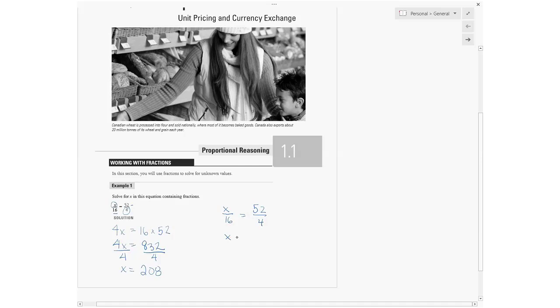So we'll say that x is equal to the two things that are diagonal from each other, 16 times 52, divided by the third thing, which is 4. If you put 16 times 52 divided by 4 into your calculator, again, you're going to get 208. So that'll be particularly useful there.